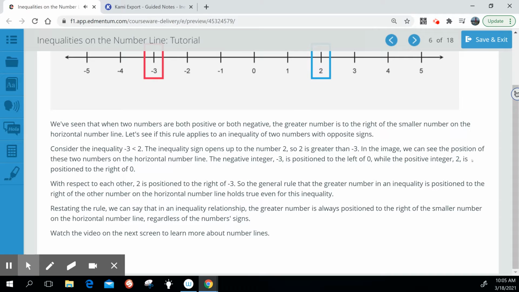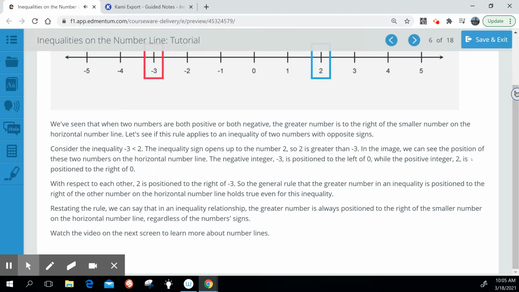Consider the inequality -3 is less than 2. The inequality sign opens up to the number 2, so 2 is greater than -3. In the image, we can see the position of these two numbers on the horizontal number line. The negative integer, -3, is positioned to the left of 0, while the positive integer, 2, is positioned to the right of 0. With respect to each other, 2 is positioned to the right of -3.